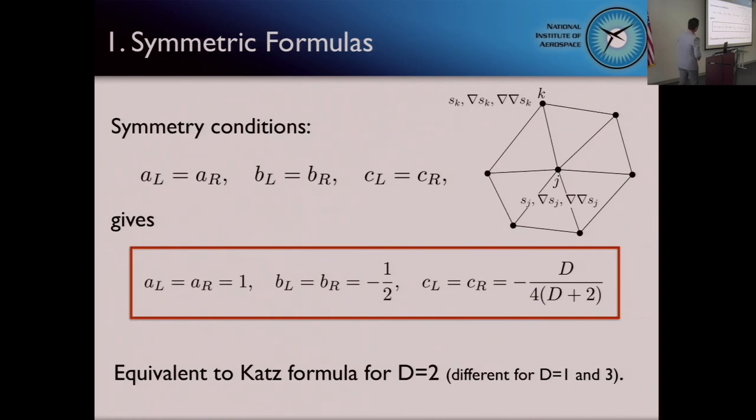The first one I tried was a symmetry condition. So if we ask that this formula gives the same coefficient for the node j and the neighbor, and then solve the 6 equations for 6 unknowns, we found these solutions. And it was a bit of a surprise to find that when d equals 2, this reduces to Katz's formula. But it means that Katz's formula works only in 2 dimensions, because when d equals 1 or 3, we'll have a different formula. So the accuracy preserved in the source term formula depends on the dimension.